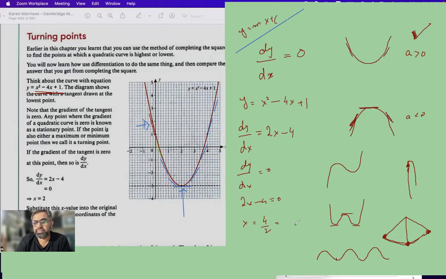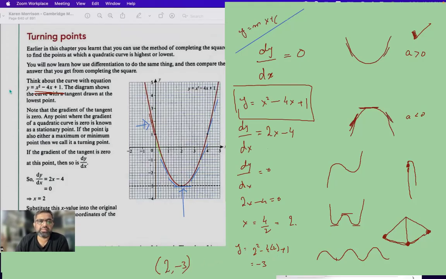So that is 2. And what is the value of y at that point? In our main equation, we put the value of x that we found. So y is equal to 2 square minus 4 into 2 plus 1. 2 square is 4, minus 8, minus 4 plus 1. So we get minus 3. So our turning point coordinates are 2 and minus 3.